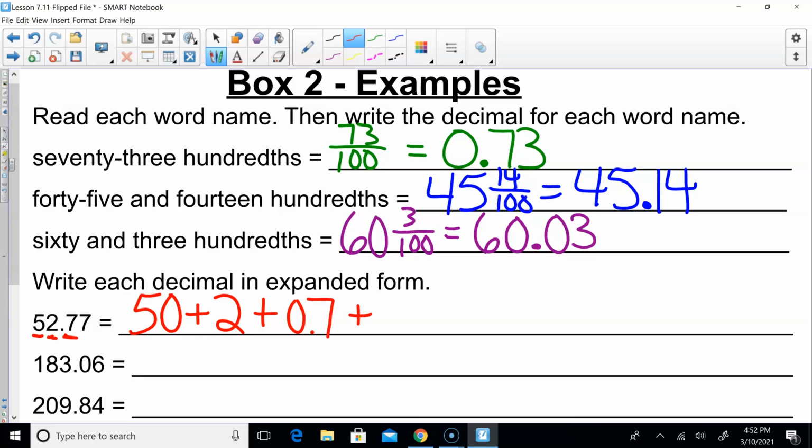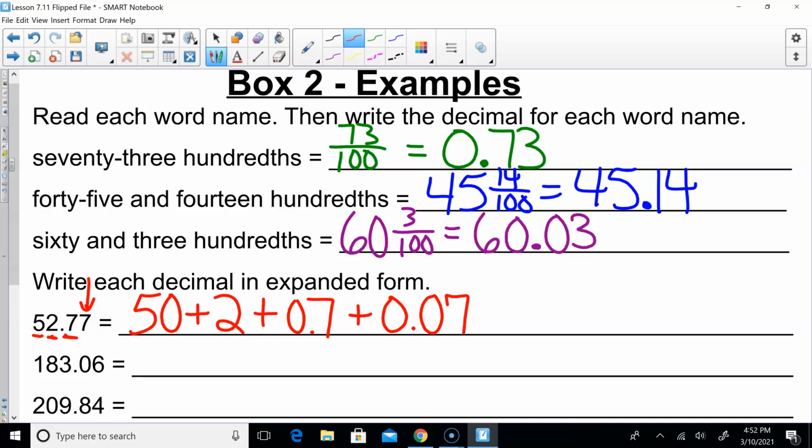Plus, here's the hardest one, the hundredths. We have 7 hundredths, so that means 0.07, like I had 7 pennies. So now when I put all of those numbers together, I would get the answer of 52 and 77 hundredths.